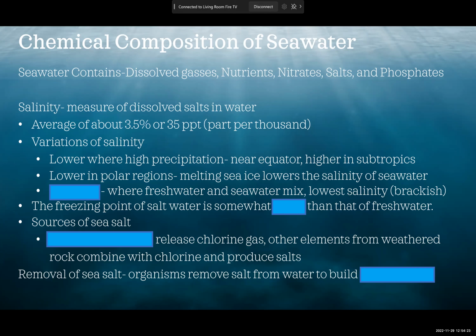All right. So where freshwater and seawater mix, Alex? Mainly areas such as a river delta. Yep. Or estuaries. Yep. And that's where you have the lowest salinity. And the word for that is brackish water. You ever hear about brackish water? It's water that is part salt, part fresh.